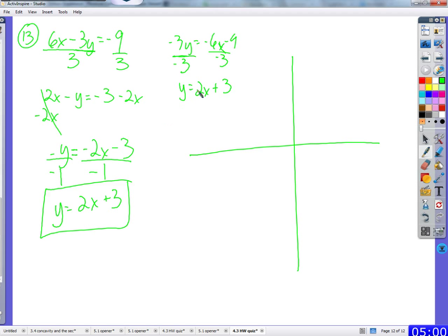So, whether we found it this way or that, what's the easiest point to find first? 0, comma 3. Plug in 0 for x, you find 3 for y. 0, comma 3.